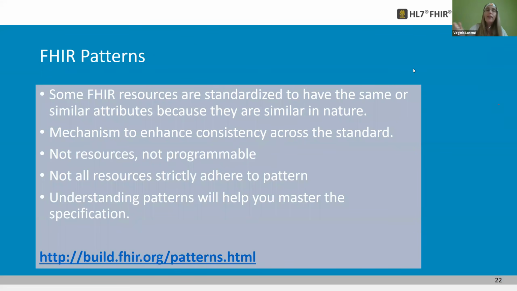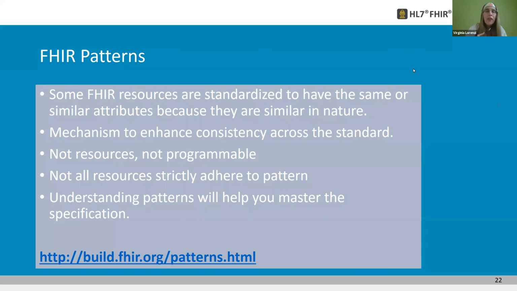So you will see that some FHIR resources are standardized to have the same or similar attributes because they are similar in nature. They're a mechanism to enhance consistency across the standard. They're not resources. They're not programmable. It's not like a case of inheriting fields. And not all resources that are in a pattern will strictly adhere to the pattern. Some somewhat fit, but not all the way, if that makes any sense.